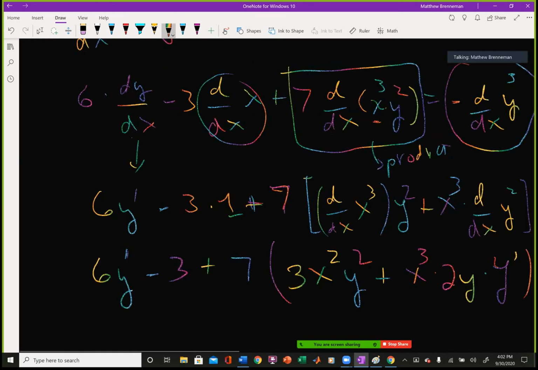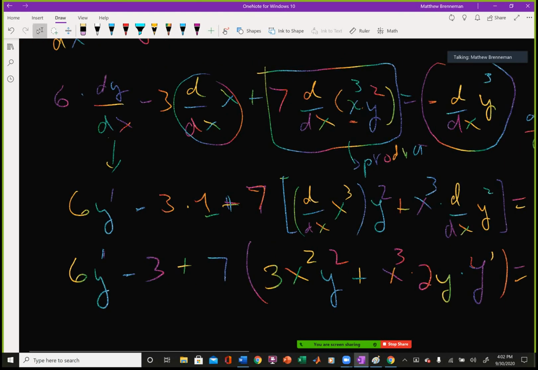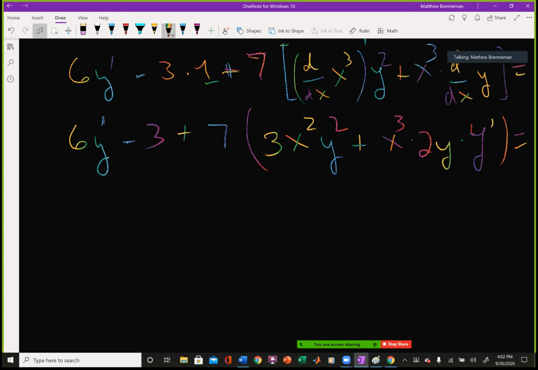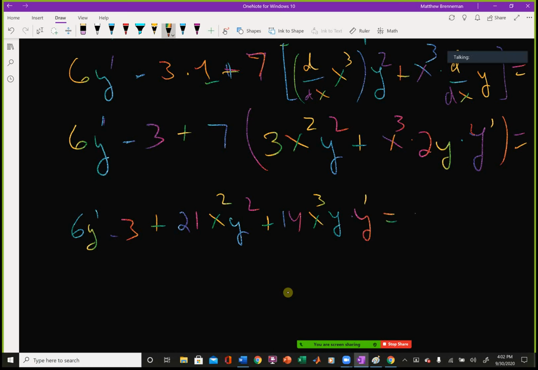So let's clean this up a little bit. Let's get this a little better organized here. So this will be 6y prime minus 3. I'm going to distribute my 7. And I'll get 21x squared y squared plus 14x cubed y times y prime is equal to minus 3y squared y prime. Does that look okay? Does that seem all right?